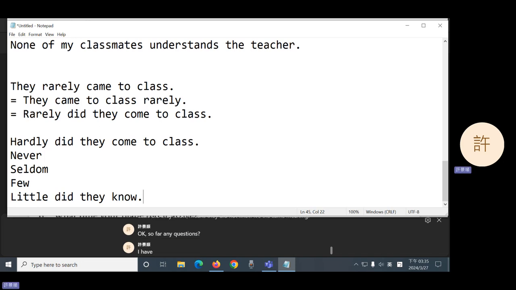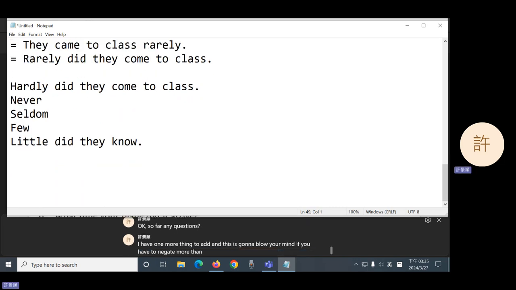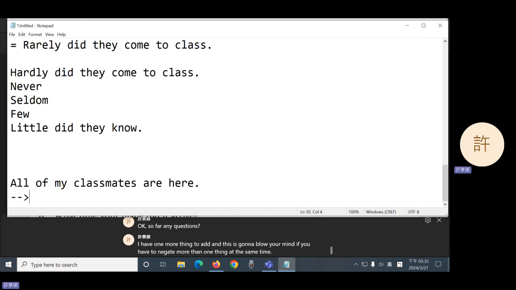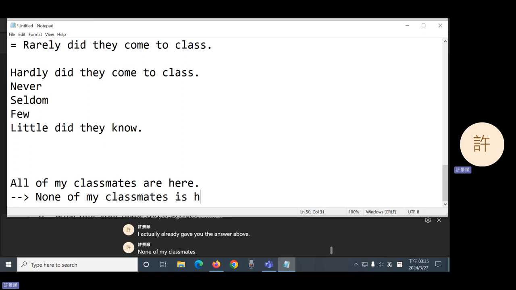I have one more thing to add, and this is going to blow your mind. If you have to negate more than one thing at the same time, what is the negation of this sentence? All of my classmates are here. How do you negate this sentence? I actually already gave you the answer above. None of my classmates is here.